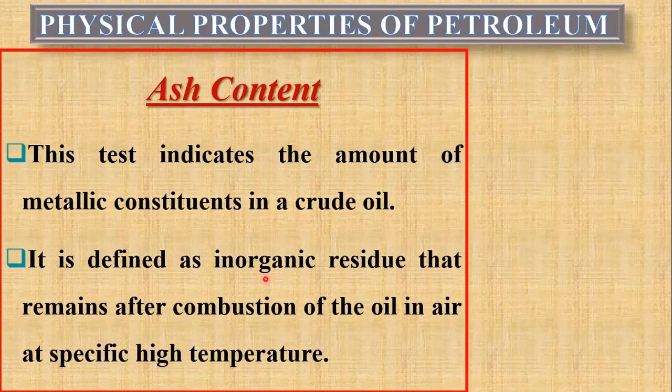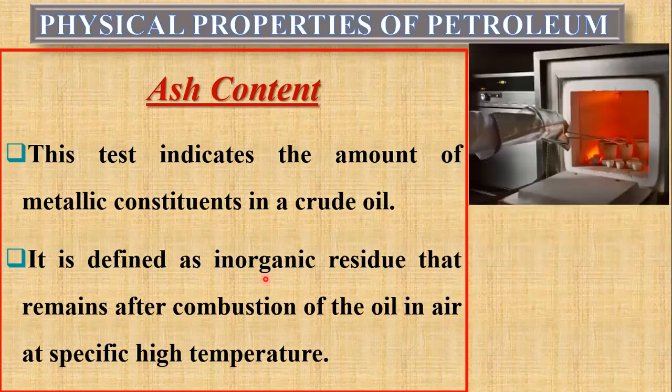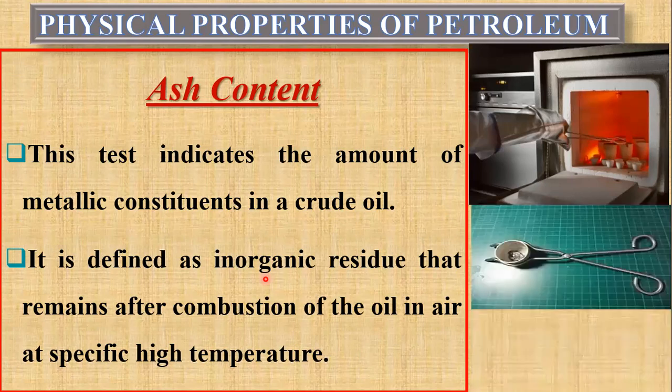So how do you determine the ash content? You pour your crude oil in a crucible and then you put it in a furnace and heat it. After the combustion of the crude oil, a residue will remain in your crucible. That residue is collected and weighed. The weight of that residue tells you the amount of impurities found in that crude oil.